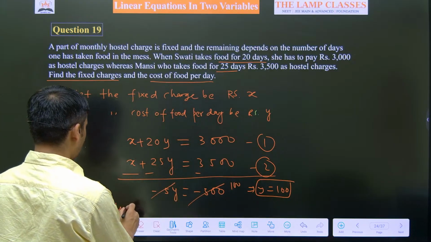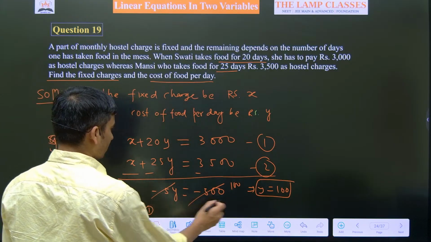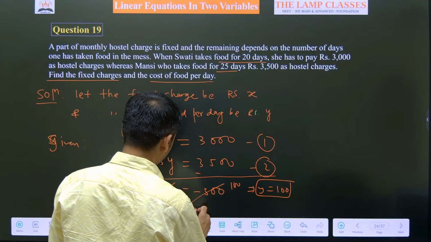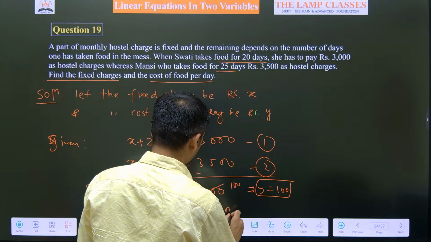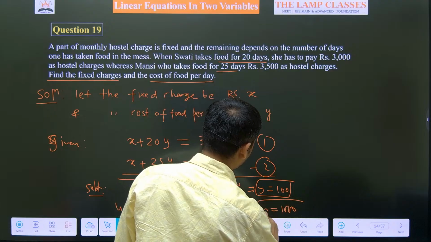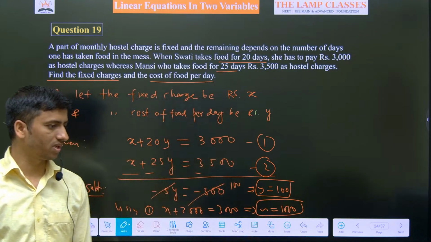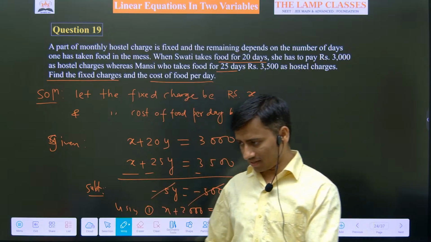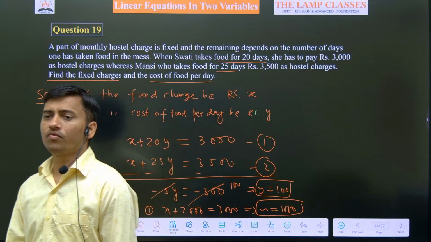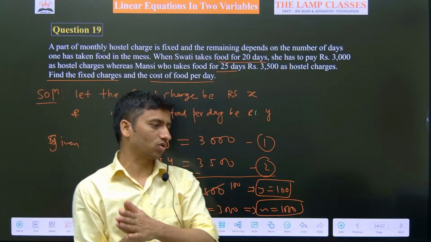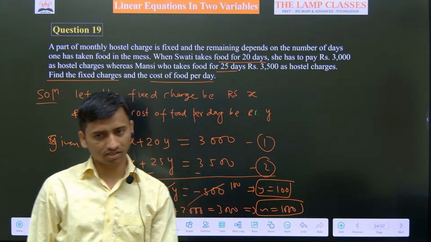And using any one of them, using 1x plus 20 into 100, 2000, is equal to 3000. So from here we are getting x is equal to 1000. That means the fixed charge of the hostel is 1000 rupees, and per day for the food you have to pay 100 rupees. Now, this is one scenario, but if you are able to understand how a different scenario will have the same way of solving, then that may be helpful, guys, in some of the questions.